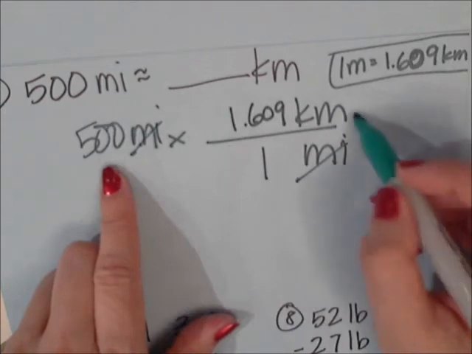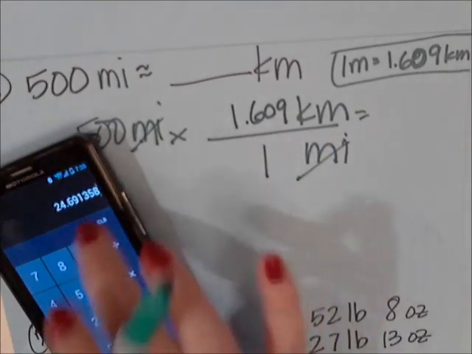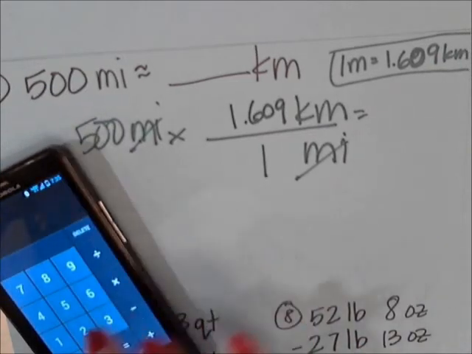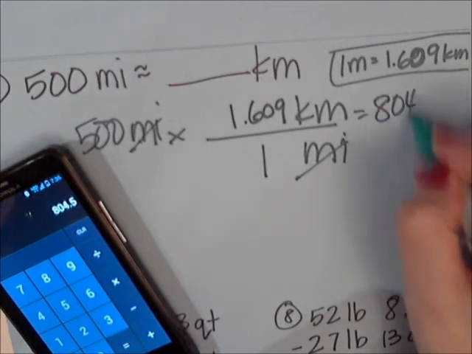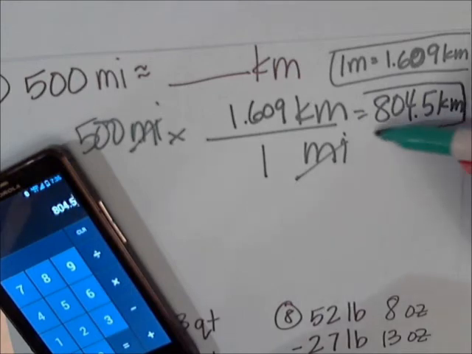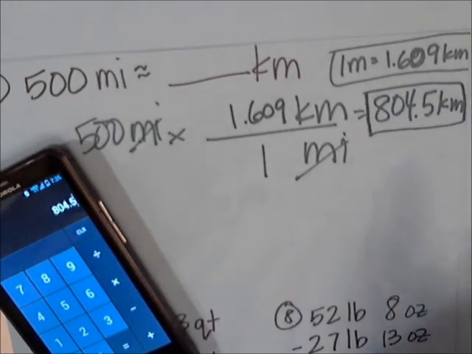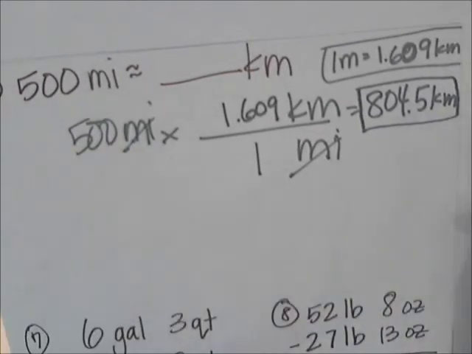I've got to do 500 times 1.609. So I'll go ahead and do that. 500 times 1.609 equals 804.5 kilometers. So if you were traveling in another country where it's very common to use kilometers, this is how you could get to that conversion.